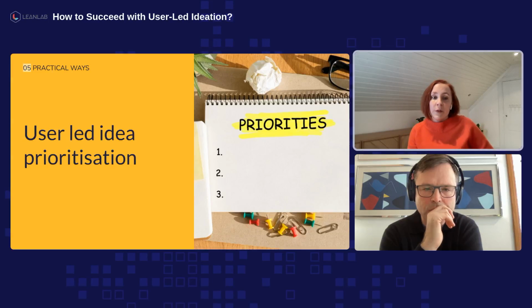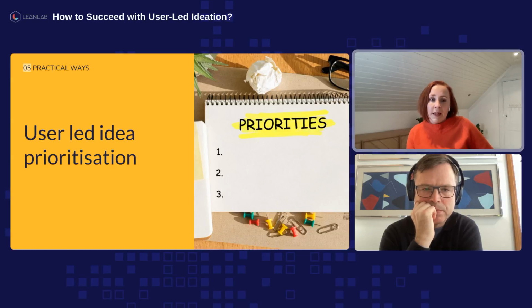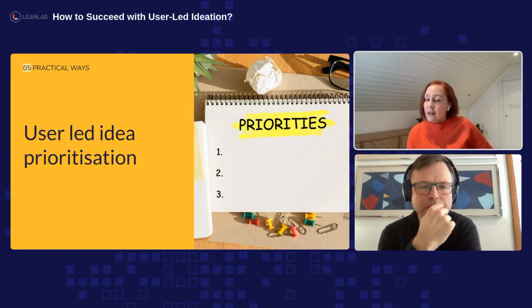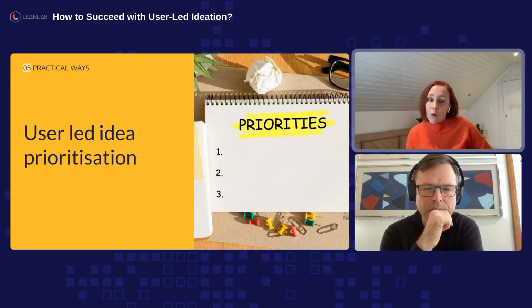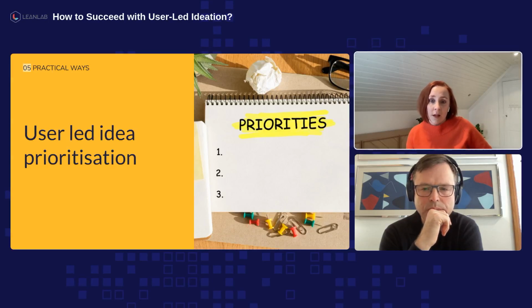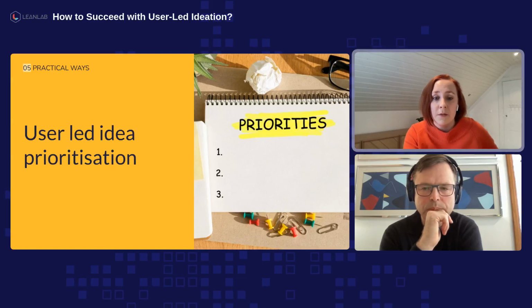Then finally, as we've identified those opportunities, we're generating ideas. The fifth practical way is essentially having that user-led idea prioritization. So not just having them generate the ideas, but also involving your users in prioritizing those. What is it that brings them most value? What evokes the most interest among your users, to really help you narrow and focus down which ideas to proceed with down the development funnel.